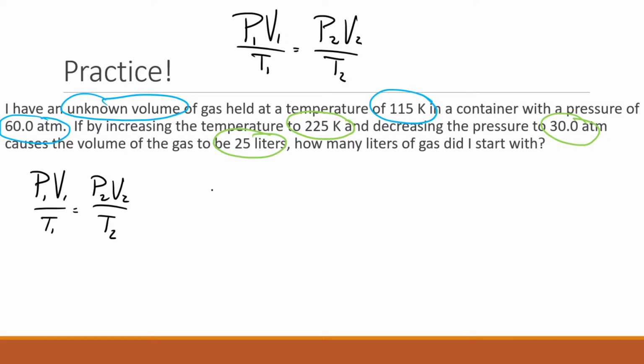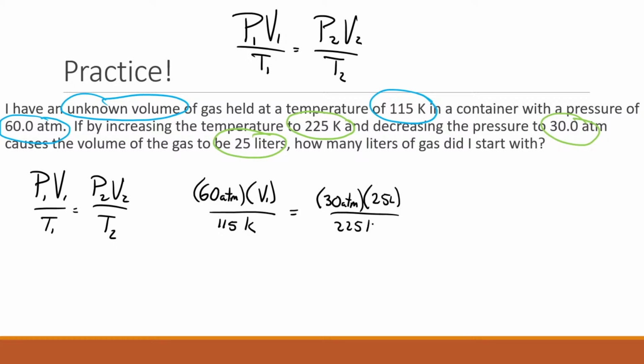So we're going to plug in. We have 60 atmospheres. We have an unknown volume. We have 115 Kelvin. Remember that we always have to plug in Kelvin in a gas law problem. That still applies. So it's a good thing they gave it to us in Kelvin. We don't have to convert. On the other side, we get 30 atmospheres. We get 25 liters. We get 225 Kelvin. And now we need to solve for V1.